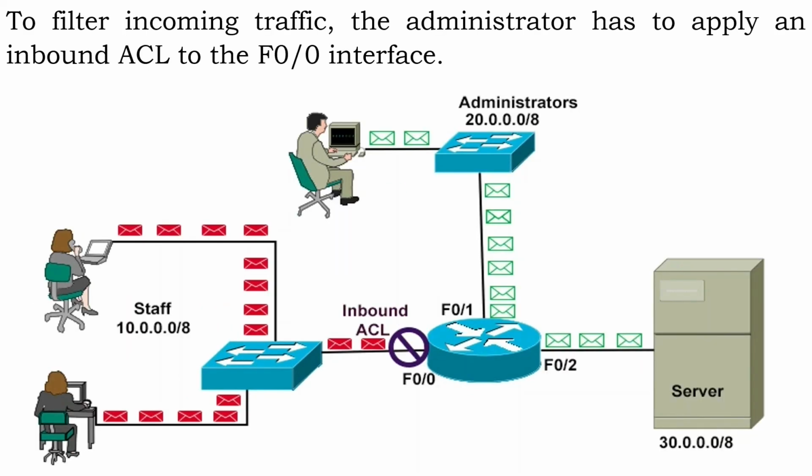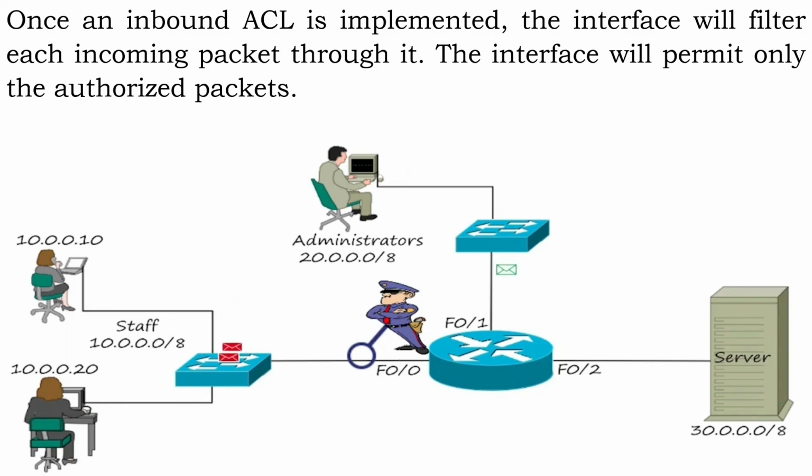To filter incoming traffic, the administrator has to apply an inbound ACL to the F0/0 interface. Once an inbound ACL is implemented, the interface will filter each incoming packet through it. The interface will permit only the authorized packets.